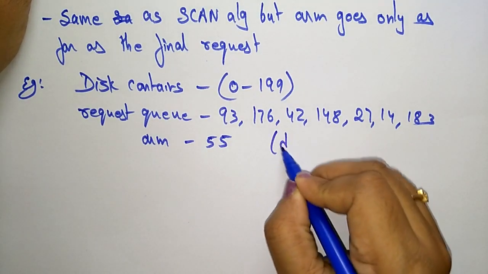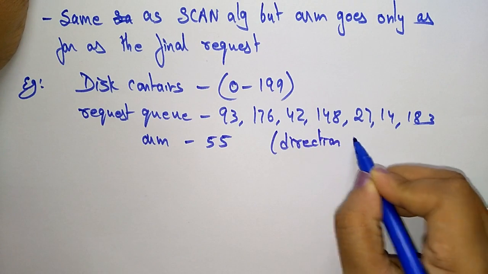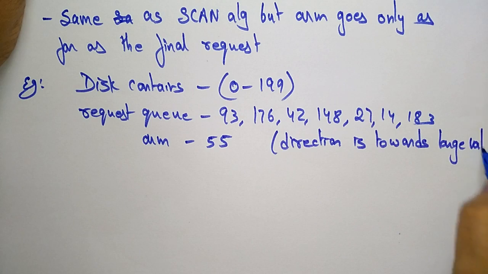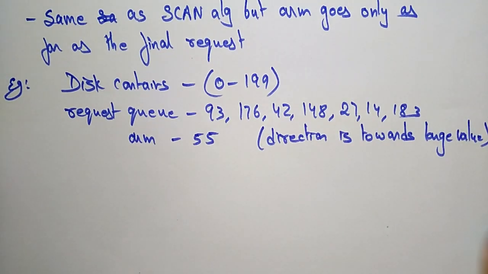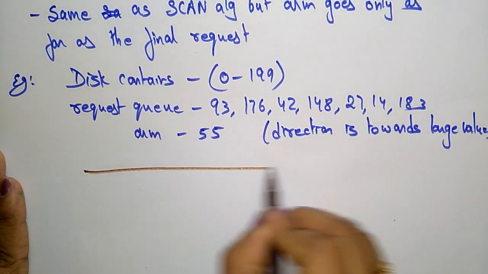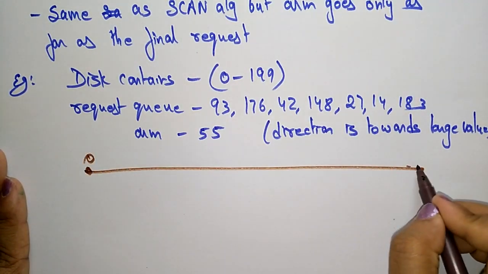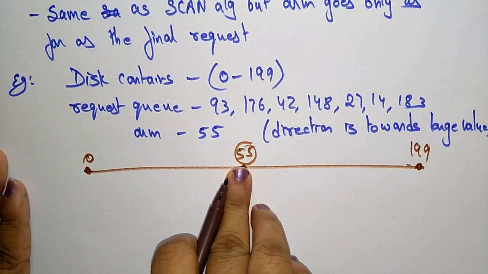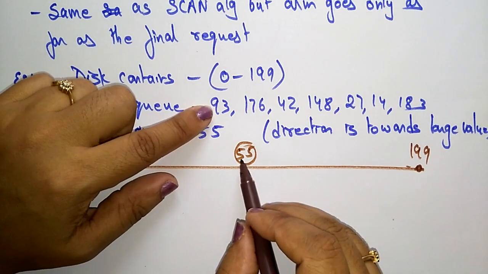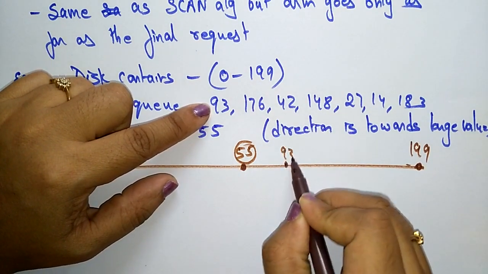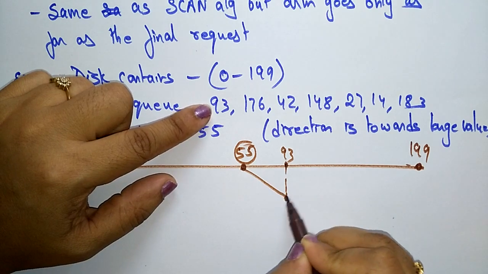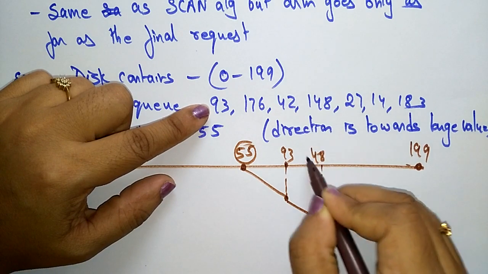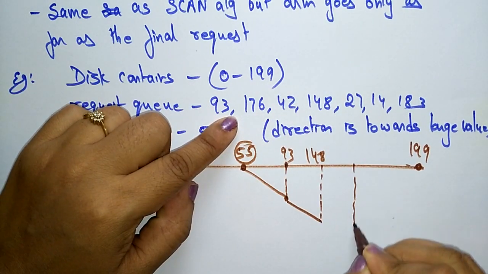Here I am mentioning the direction is towards larger values. The track contains 0 to 199. The arm position is at 55. Now I have to take the larger direction. So from 55, the next largest is 93. Next largest is 148. Next largest is 176.